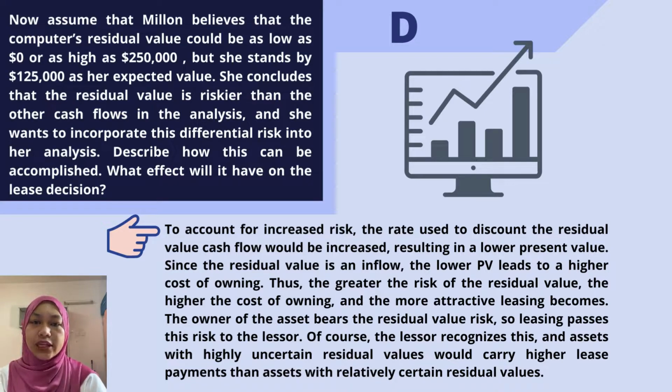To account for increased risk, the rate used to discount the residual value cash flow would be increased, so the present value decreases. Since the residual value is an inflow, the lower PV leads to a higher cost of owning. Thus, the greater the risk of residual value, the higher the cost of owning, and the more attractive leasing becomes. The owner of the asset bears the residual value risk, so leasing passes this risk to the lessor.